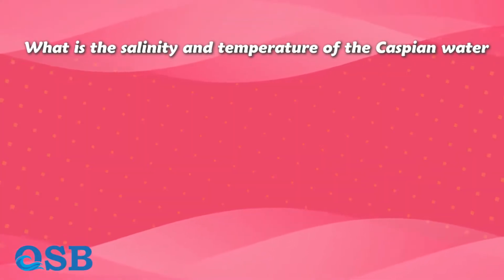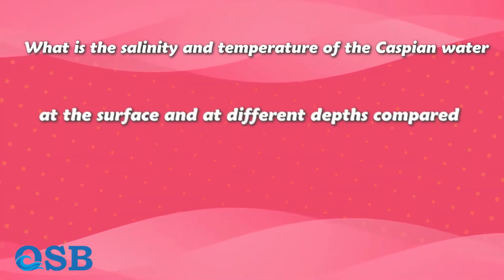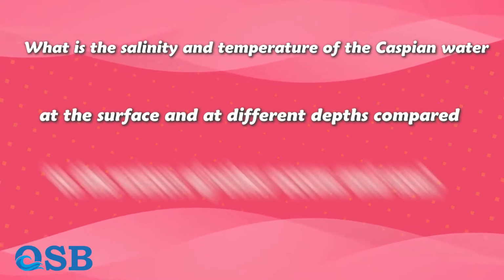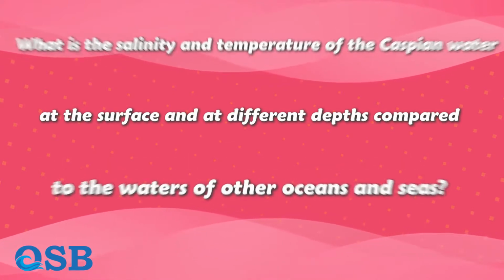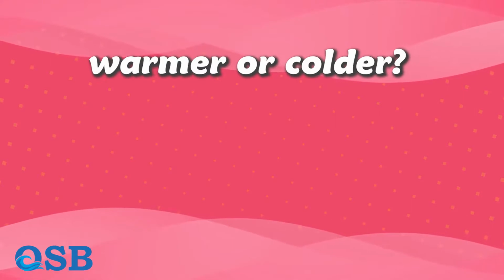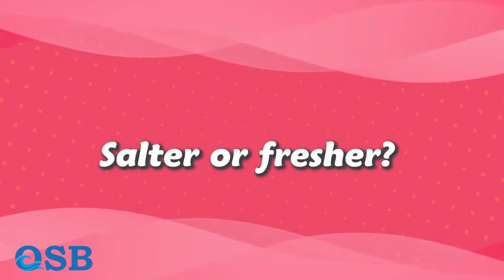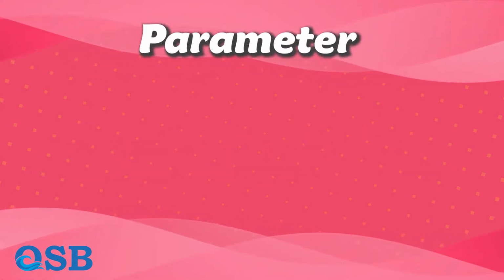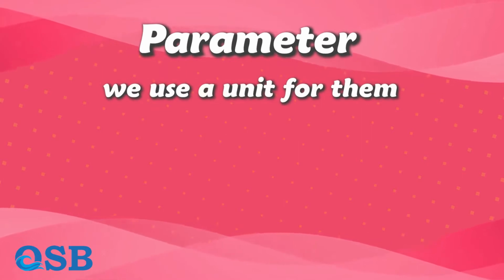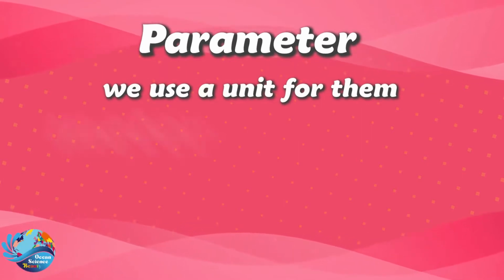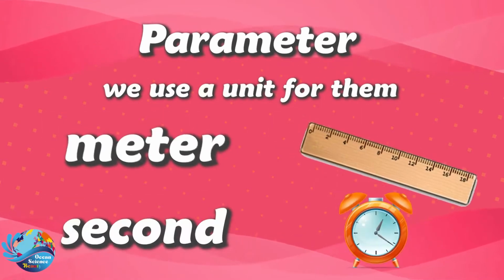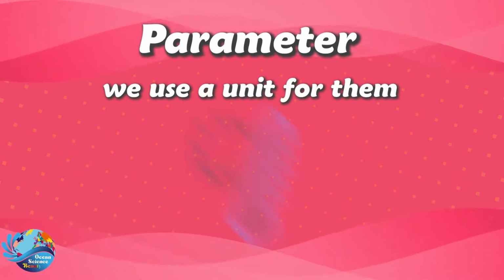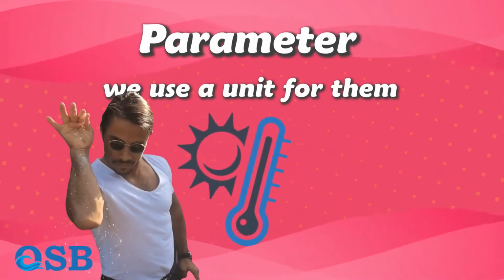What is the salinity and temperature of the Caspian water at the surface and at different depths compared to the waters of other oceans and seas? Warmer or colder? Saltier or fresher? We know that when we describe a parameter, we use a unit for it. For example, meter for length and second for time. Here we need some units for temperature and salinity.